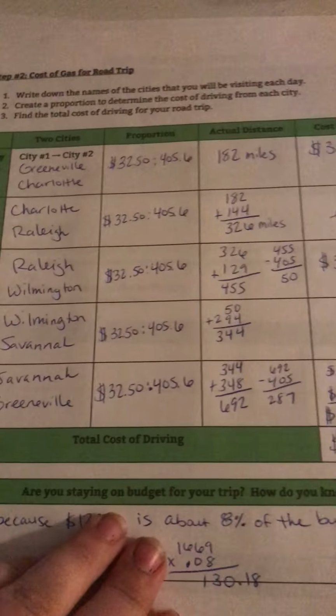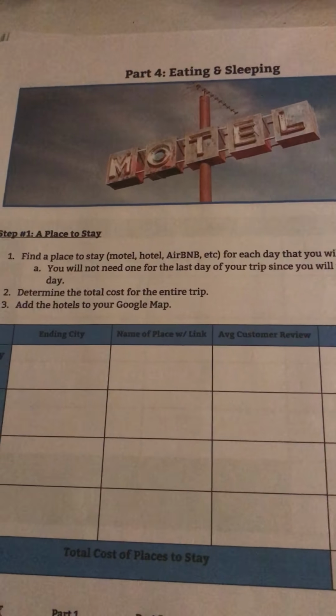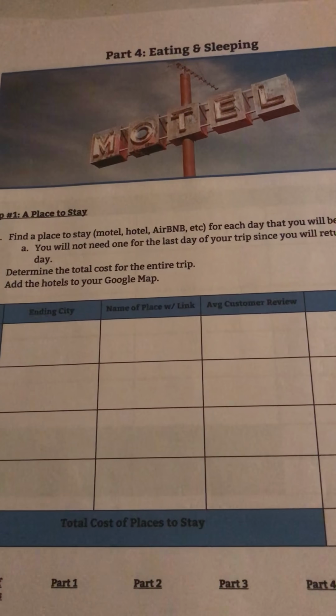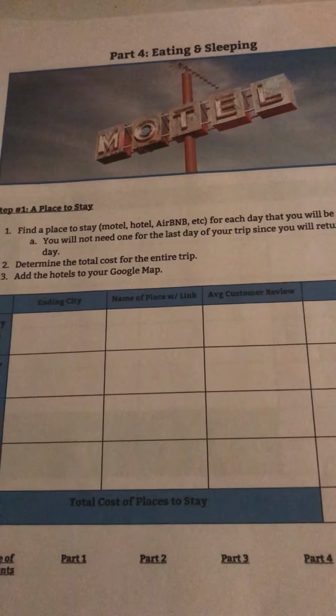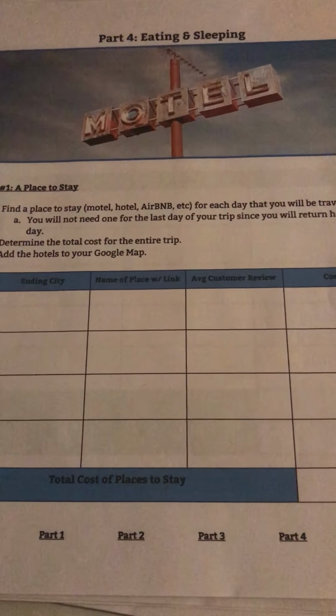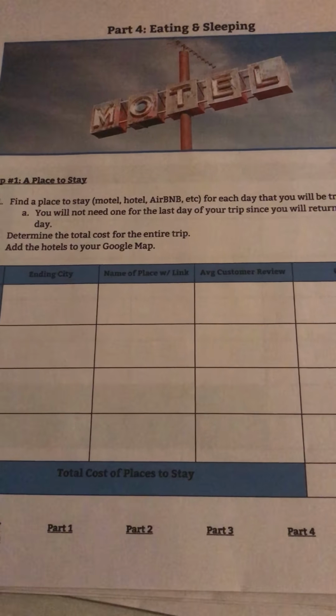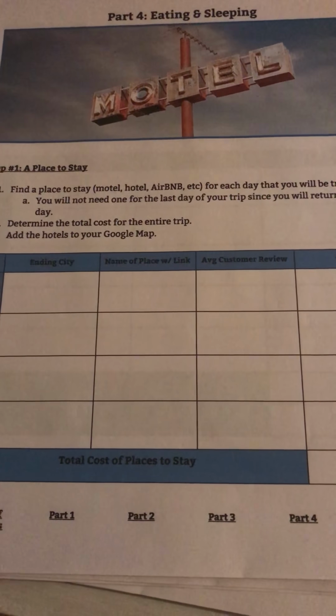All right. The next part we're going to look at is eating and sleeping. This is the fun part. You get to find your motel, hotel, and Airbnb. So for the next section, we're going to be looking at some places on Airbnb and motels and hotels to stay the night.